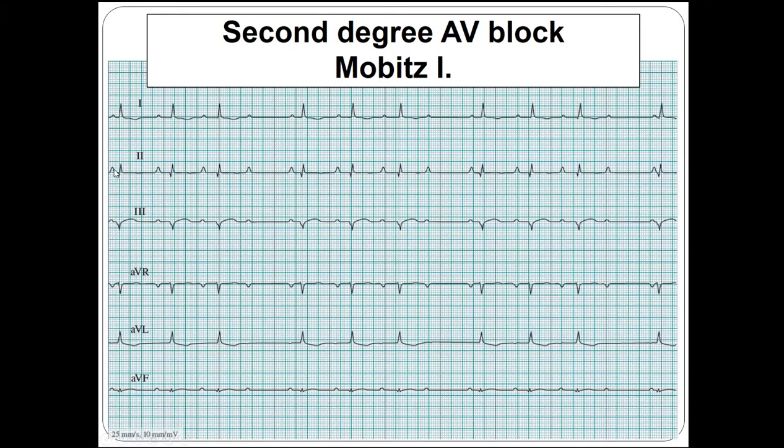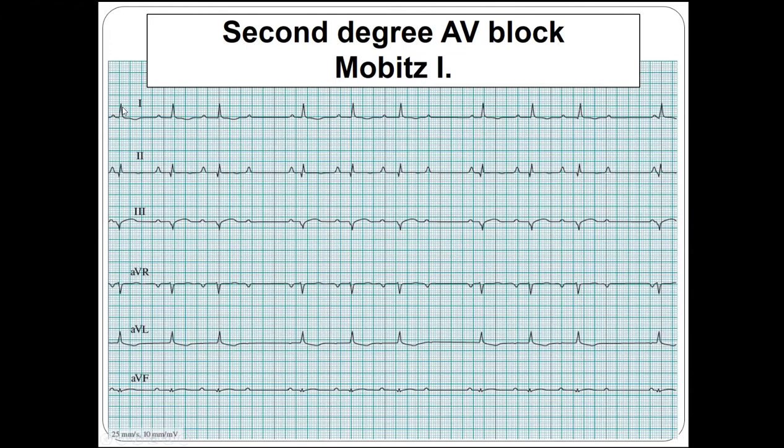Okay. Do we have P wave? Yeah, we do. The PP intervals are constant. This P is not followed by QRS. Let's look at the last conducted PR and compare to the first one. This is longer than this one, so this is why it's Mobitz type 1 second degree AV block.